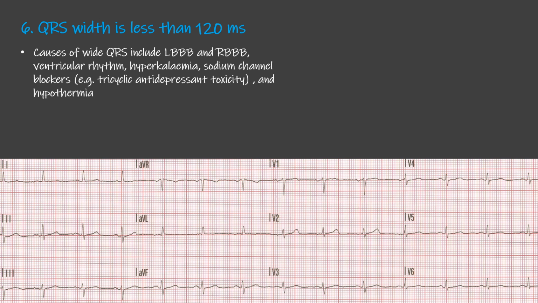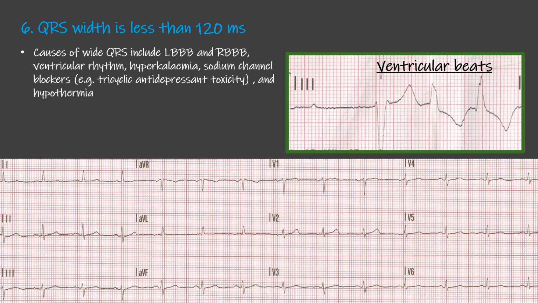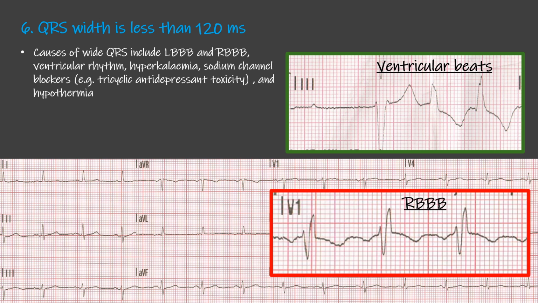toxicity and hypothermia. Now in this example ECG, we can see that the QRS is narrow, so it's less than 3 small boxes. So this is a narrow QRS complex, which is normal. We'll now look at a few examples. So here's an example of some ventricular beats in a patient with complete heart block. And here's an example of a patient with right bundle branch block with wide complex QRS as well.